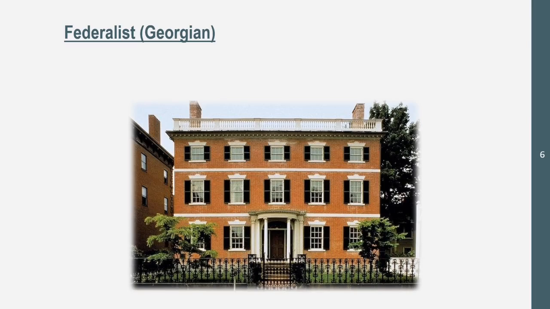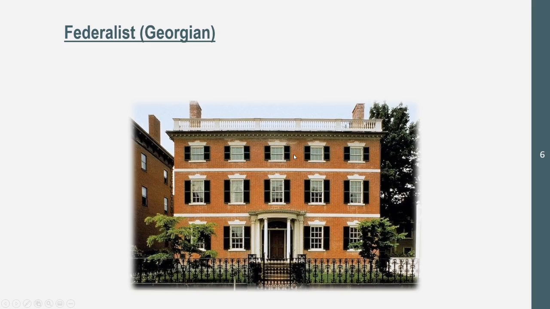So we have the Federalist, which is also called the Georgian. But this is the Federalist. We can see we have symmetrical windows on each side in a row. We have these columns by the door. It looks pretty much like a big square. And then we have these two chimneys on the side.